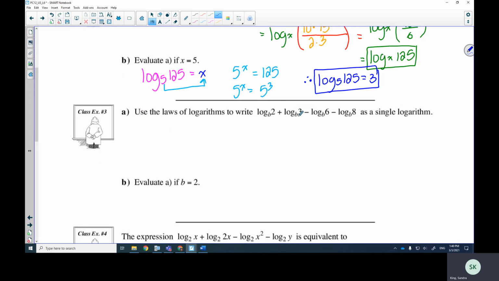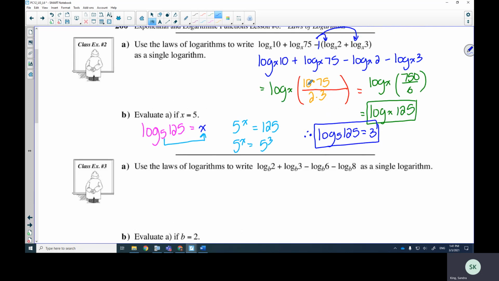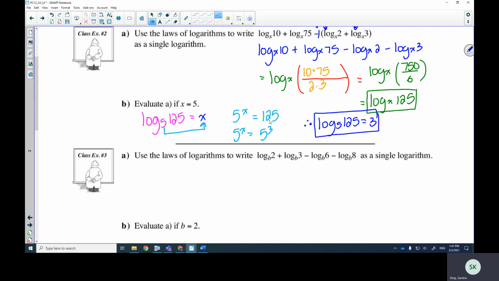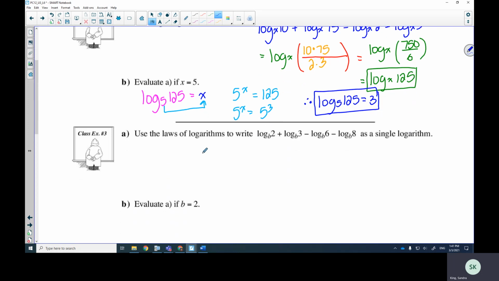See if you can write this as a single logarithm. This one's even easier because we have a bracket to get rid of. And just follow the rule. If the log is positive, put the argument in the numerator. If the log is negative, put the argument in the denominator.